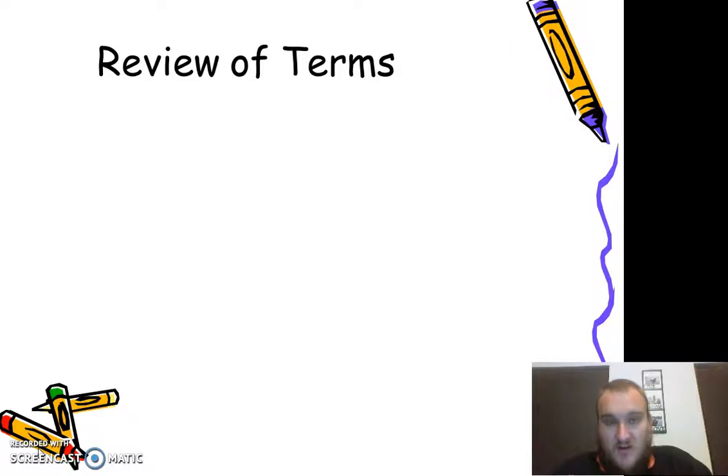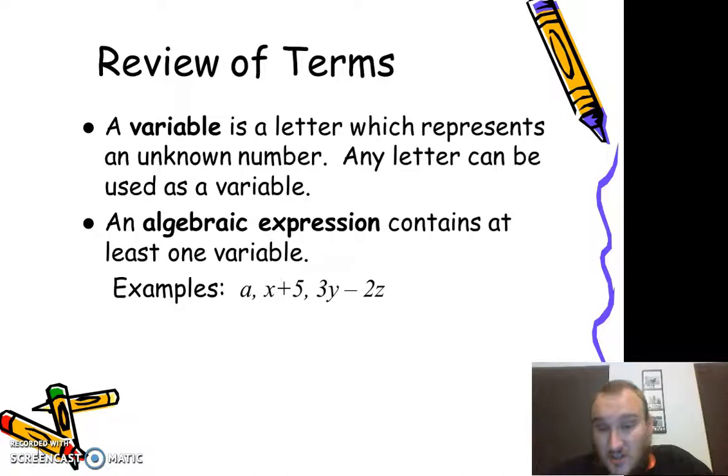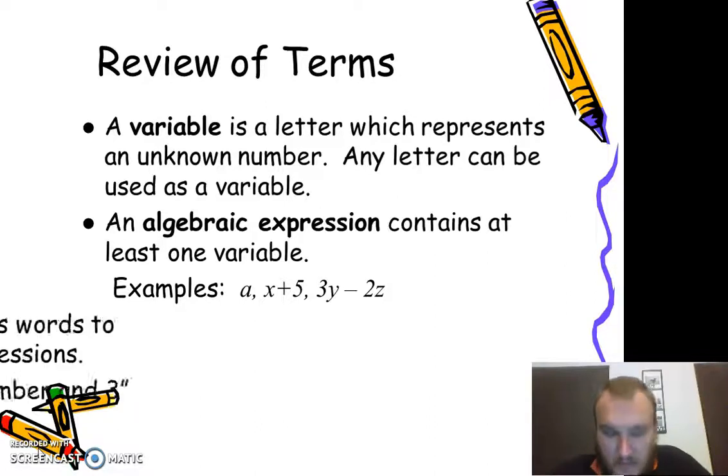Quick review of stuff you should already know. A variable is a letter which represents an unknown number. Any letter can be used as a variable. An algebraic expression contains at least one variable. Example A: x plus 5, 3y take 2z.